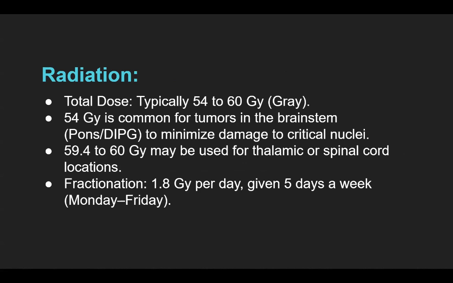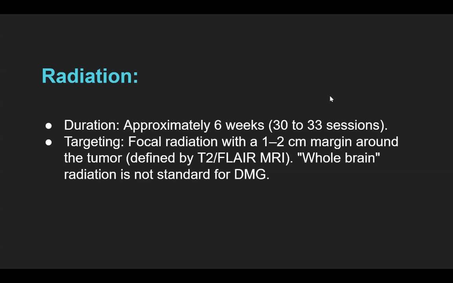After we know that this is H3K27M altered pathway, radiation is the standard treatment. Total dose is typically 54 to 60 grays. 54 grays is common for tumors in the brainstem. And if you're talking about bithalamic involvement or spinal cord involvement, then 59.4 to 60 grays might also be used. And these are given in fractions, 1.8 grays per day, given 5 days a week. And duration is approximately 6 weeks.